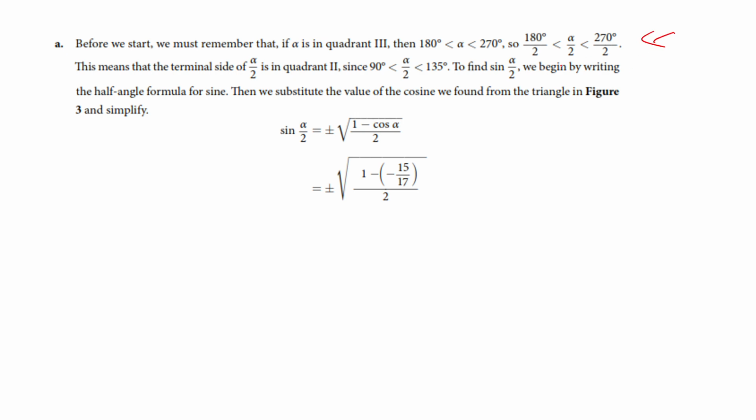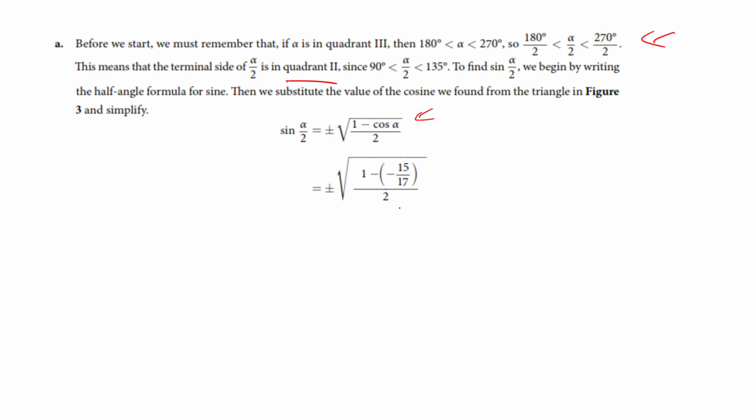It's saying, hey, we're cutting it in half because alpha, we don't want alpha, we want alpha divided by 2. And it tells us we're in quadrant 2. Okay, so the first thing they wanted is sine of alpha divided by 2. Here's our formula. We know the cosine of alpha because we got it from that triangle.